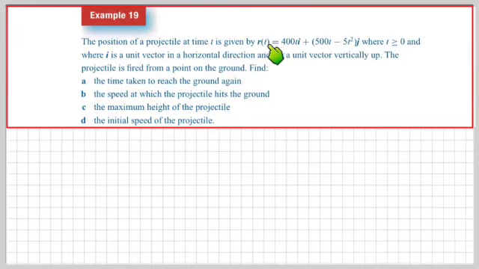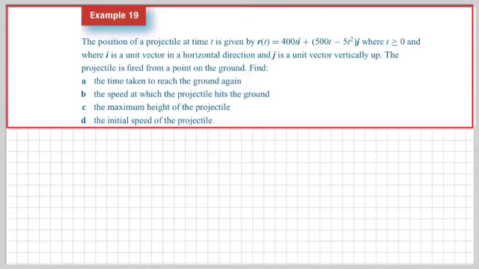That's the position vector of the projectile, where t is greater than or equal to 0, looks like time, and i is a unit vector horizontal, and j is a unit vector vertically up, and we don't have a k, which is very nice. We don't want 3 dimensions, we're just having 2 dimensions. So therefore the projectile is fired from a point on the ground. Find the time taken to reach the ground again.